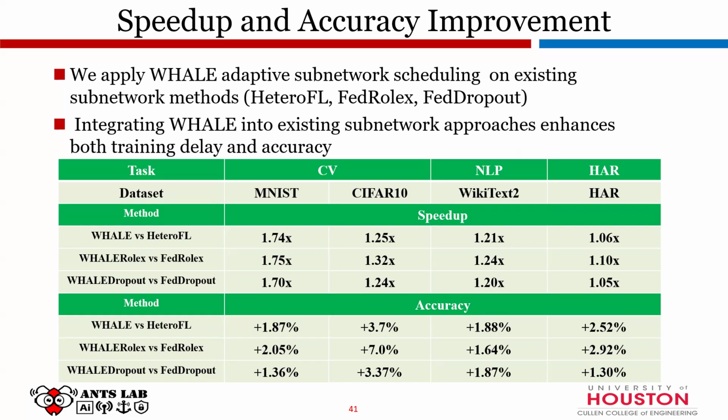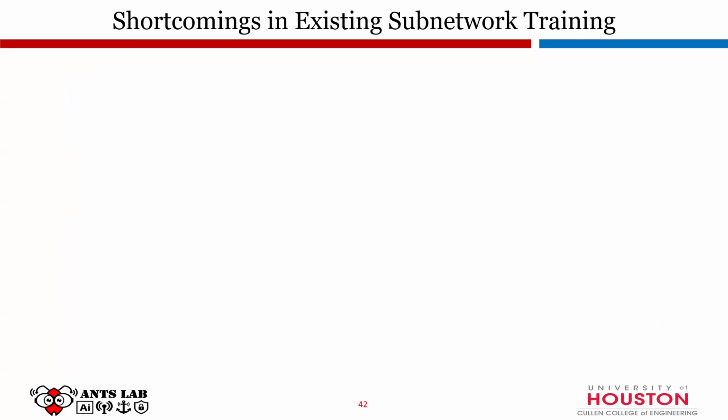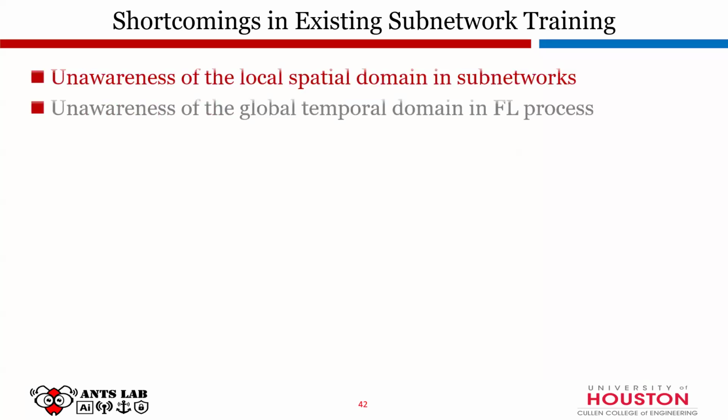Okay, so the next work I want to talk about is STARS FL, which is my final work. The shortcomings in the existing subnetworks here are, first, the unawareness of the local spatial domain in subnetworks, and also the unawareness of the global temporal domain in the federating process. So with this third work, I'm still in the direction of subnetwork extraction.